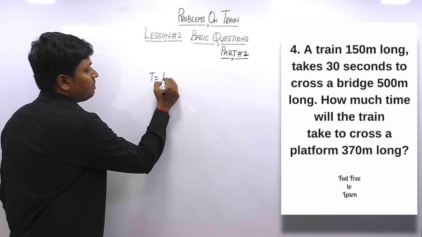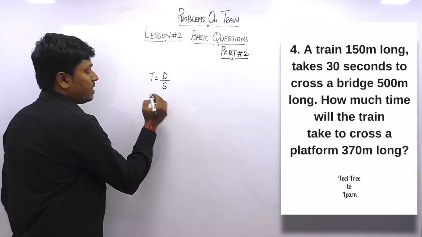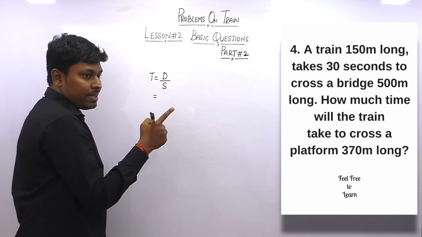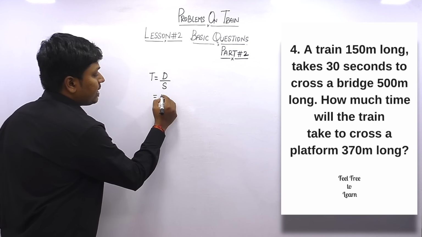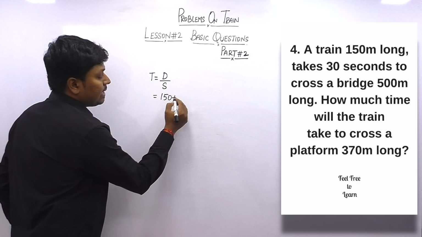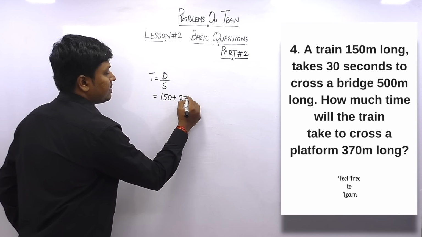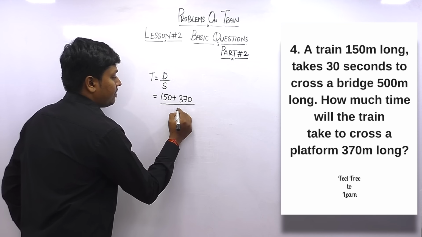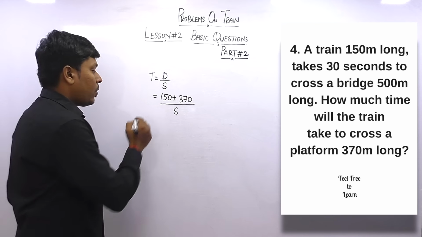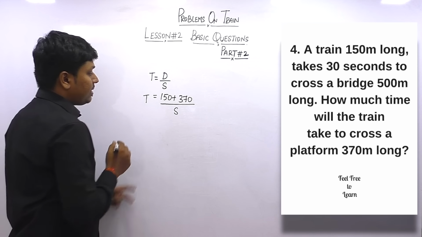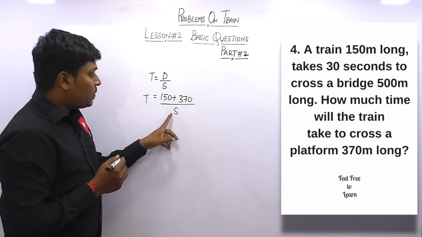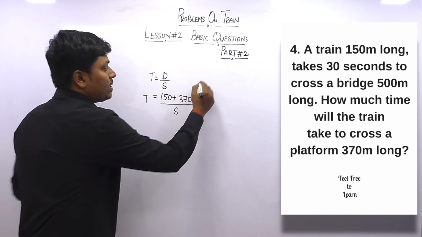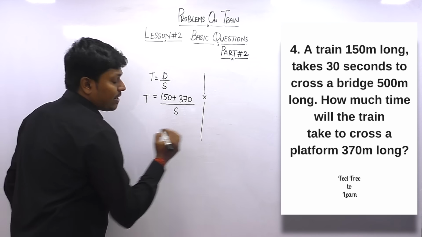So time taken will be distance divided by speed, right? So we know the distance traveled by the train is equal to the length of the train plus the length of the platform. So the length of the train is given as 150 meters and the length of the platform in the last case is 370 meters, divided by the speed, which we don't know, and also our target is to find the time. Here we have two unknown values, right? Our target is to find the time, but we don't know the speed, right? So let me do one thing. By using the first data, we can find the speed.